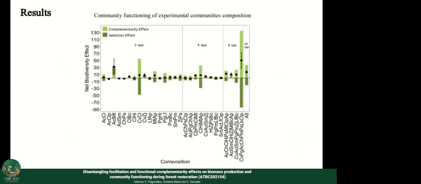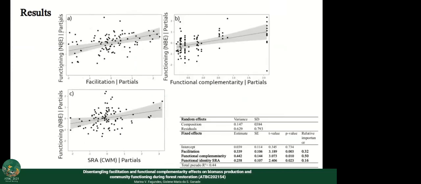So when you look to the functioning of this community, we also can see that most of species perform better in mixture than in monocultures. Here once again we have in the y-axis the net biodiversity effect, and in the x-axis we have all the communities. And also we don't have increasing in functioning as we increase species diversity. Instead we have as the main drivers of this functioning the facilitation, and here the functional complementarity for the first time, and also the functional identity related to a specific root area, just like in the first analysis.